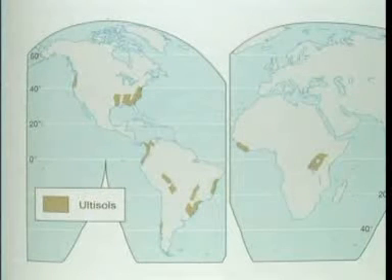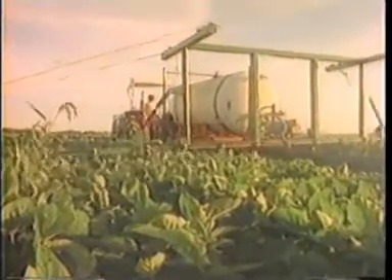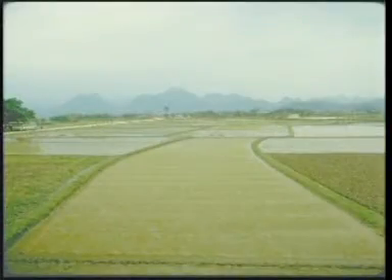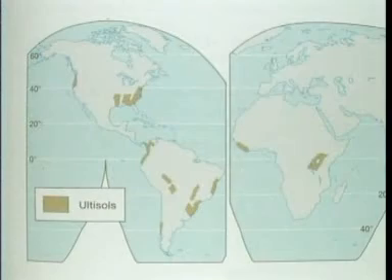Ultisols are found in warm, humid climates, such as the southeastern United States, where cotton, watermelon, and tobacco are grown, southeastern China, where yams, tea, and rice are grown, and the wheat-producing regions of southern Brazil.